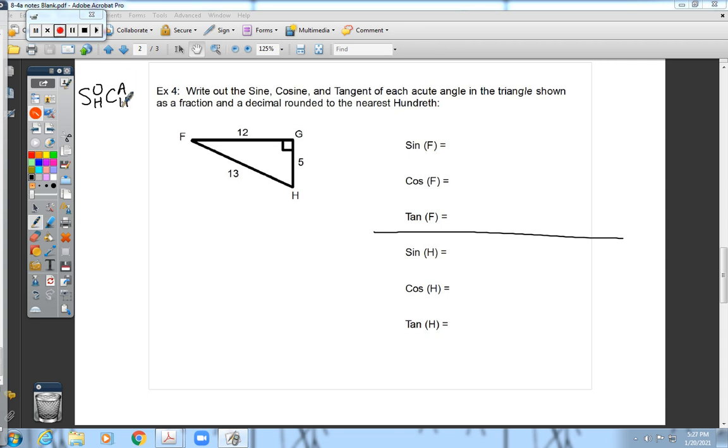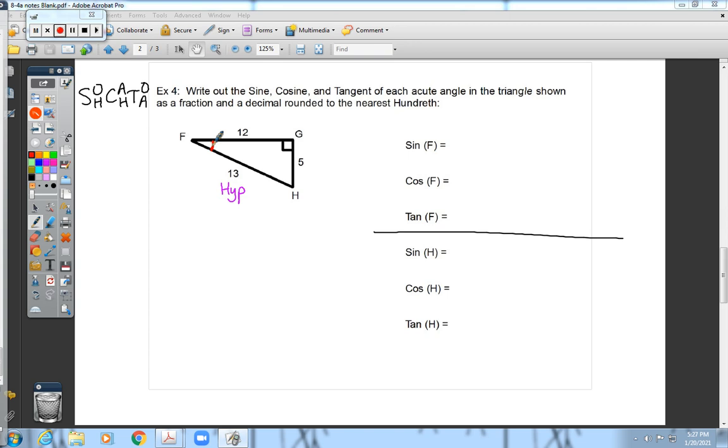That is going to involve the use of SOHCAHTOA. Again, SOHCAHTOA stands for sine is opposite over hypotenuse, cosine is adjacent over hypotenuse, tangent is opposite over adjacent. So we go in and we locate the hypotenuse. G is the right angle. We go across the triangle. 13 is our hypotenuse.